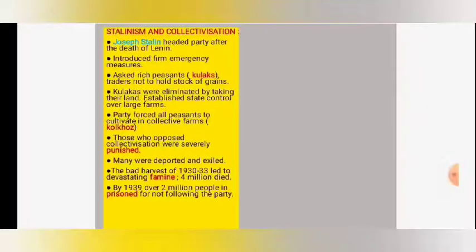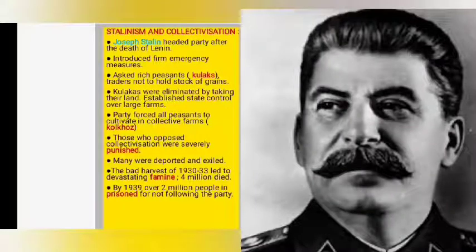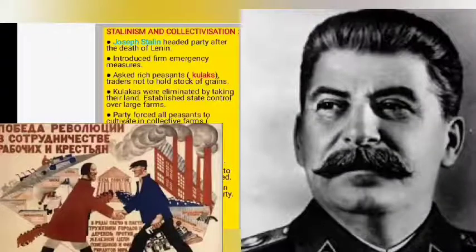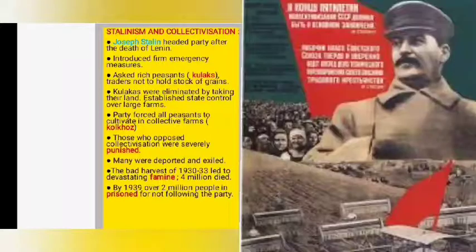Stalin's leadership helped Russia to spread socialist ideas in the country. After his death, there was a rise of Stalinism and collectivization. Joseph Stalin headed the party after the death of Lenin. He introduced firm emergency measures. He asked rich peasants, kulaks, or the traders not to hold stock of grains. Kulaks were eliminated by taking their lands back. He established state control over the large farms. The Bolshevik party forced all peasants to cultivate in collective farms called kolkhozes. Those who opposed collectivization were severely punished. Many were deported and exiled.